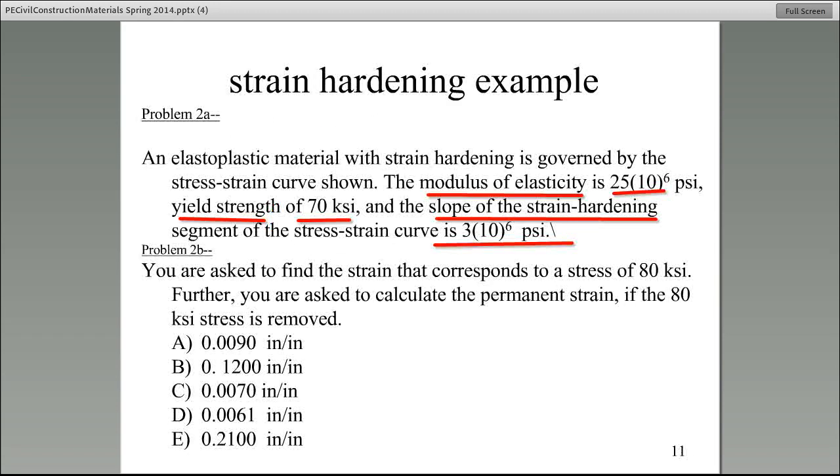Now let's go back here and take a look. What do they want you to find? Find the strain that corresponds to a stress of 80 KSI. That's the first part of the problem. So let's just solve that.